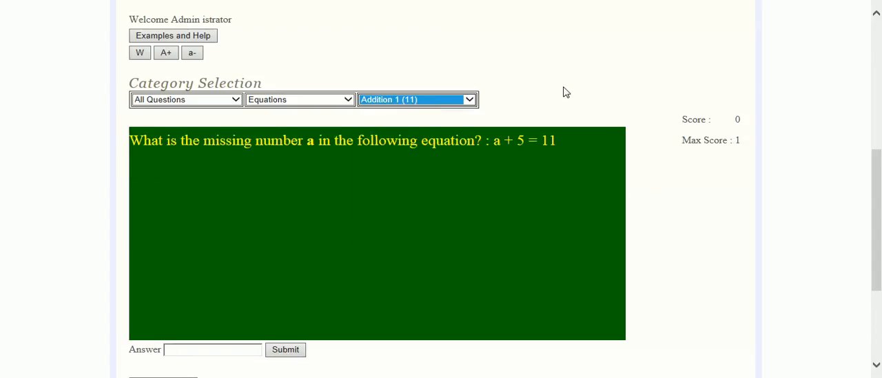The first topic we're looking at is addition. And it's a very basic equation. It's similar to what you see in junior school, where there's an open box and you're asked, what number do I add to 5 to get 11? The answer, of course, is 6. Put that information in, you get your answer.